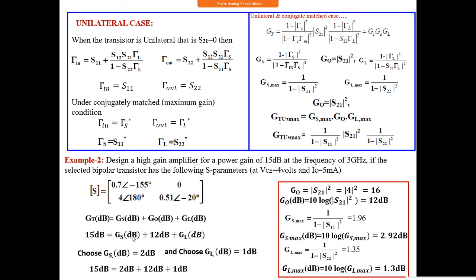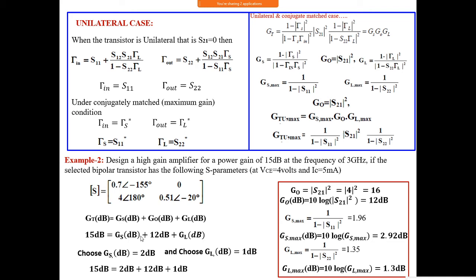The remaining 2 dB you can take from GS, because the GS you can get is 2.92 dB. So you take 2 dB here. GS should be 2 dB and GL should be 1 dB, because they do not want a gain greater than this. They want only 15 dB. Design requires only 15 dB. You cannot take it as 2.92.